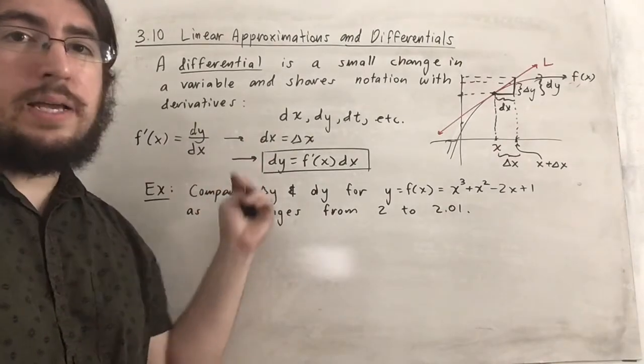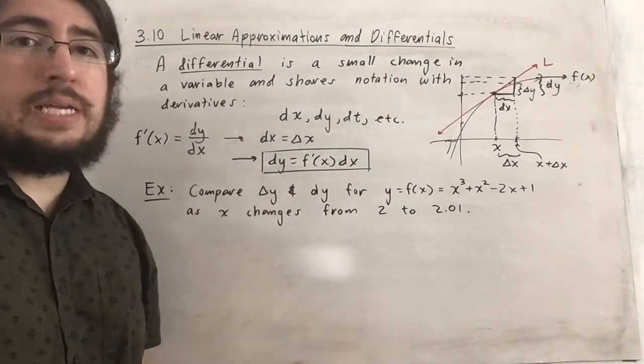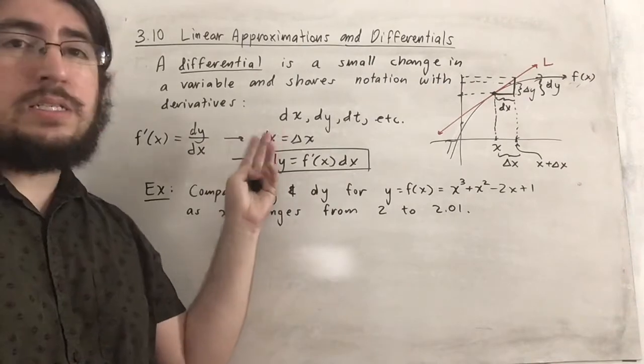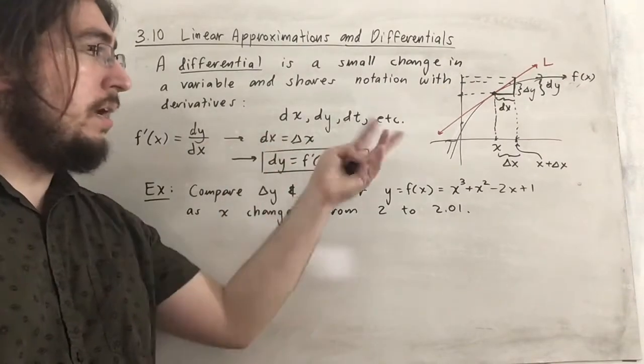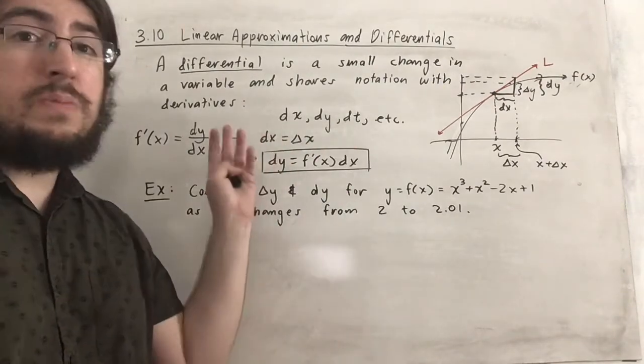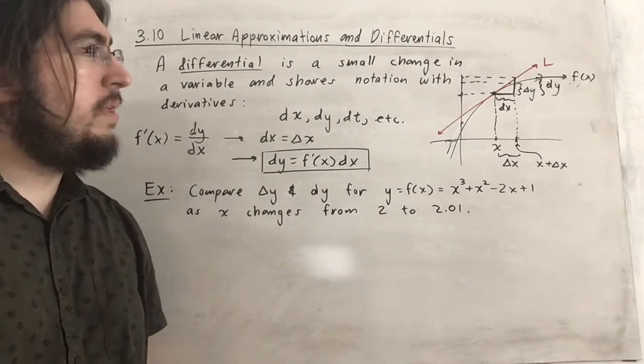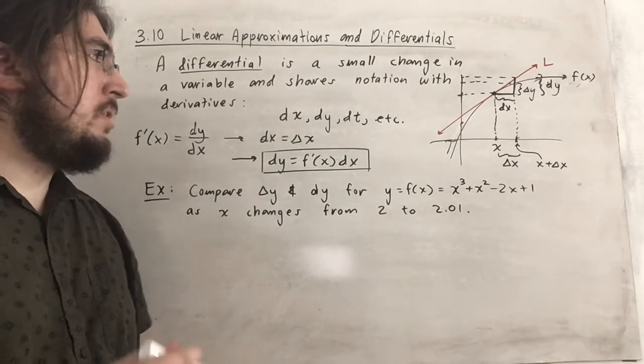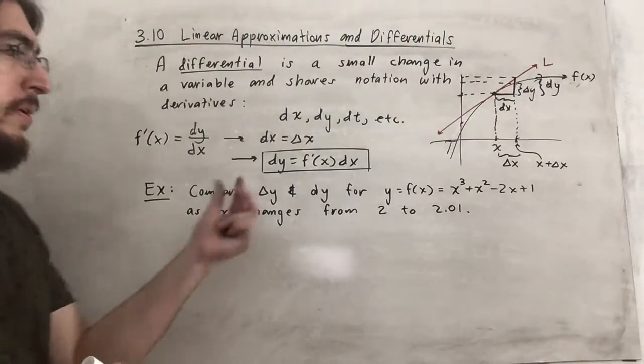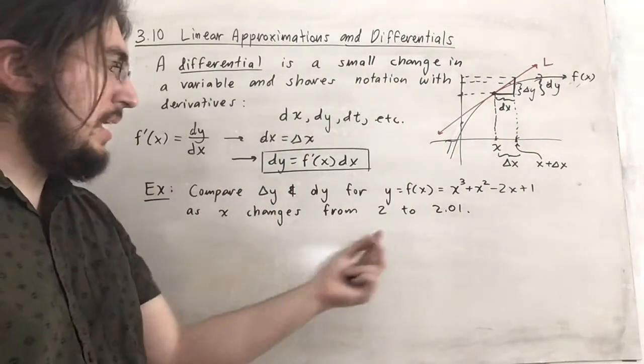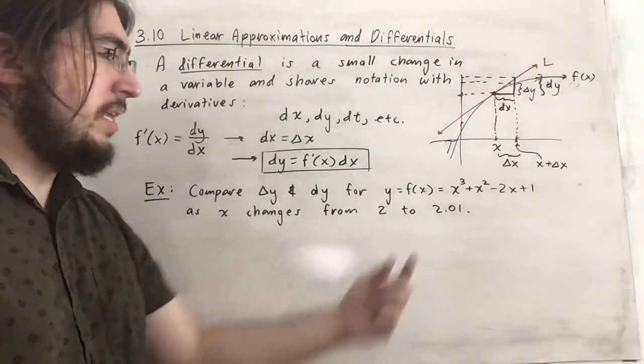So in this case, dy is just the derivative of f times dx, and dx is taken to be just some small change in the x variable, which would be the same as delta x actually. Okay, so with that said, let's move on. Let's compare delta y and dy values as x changes from this value to that value.